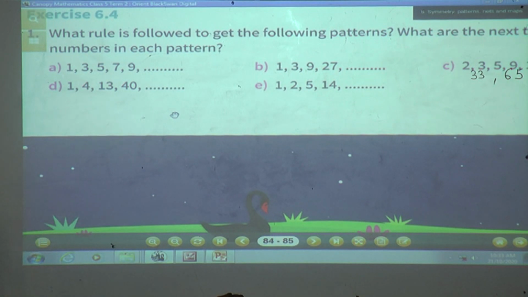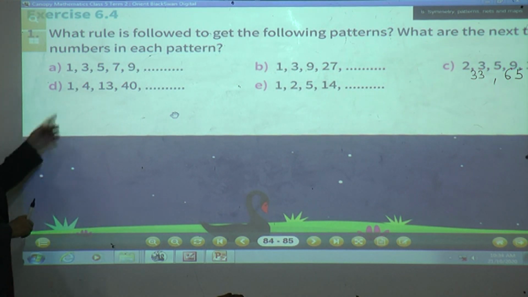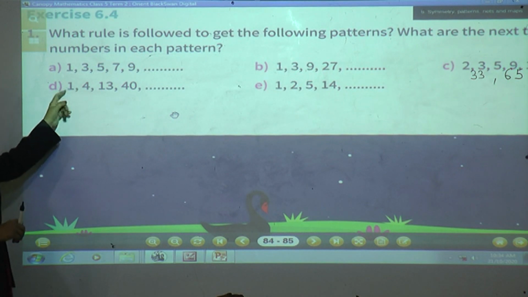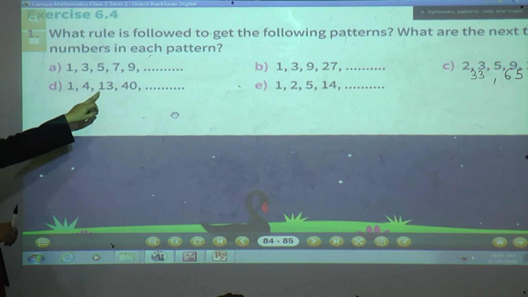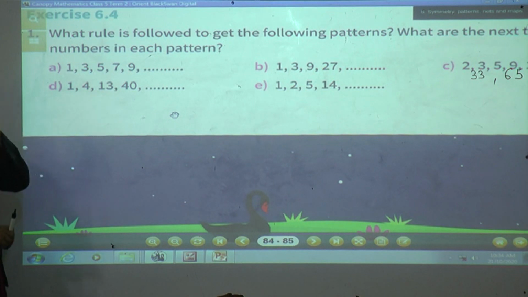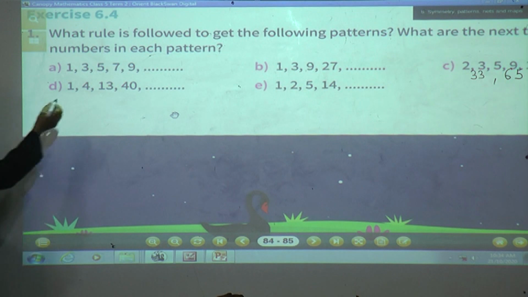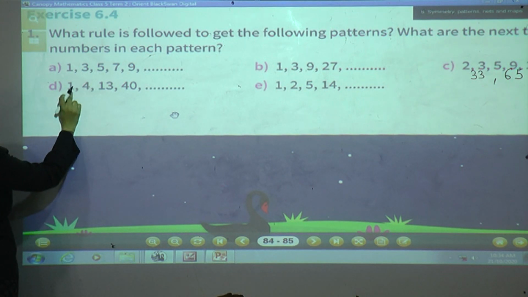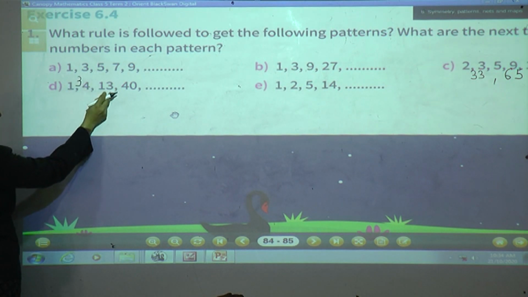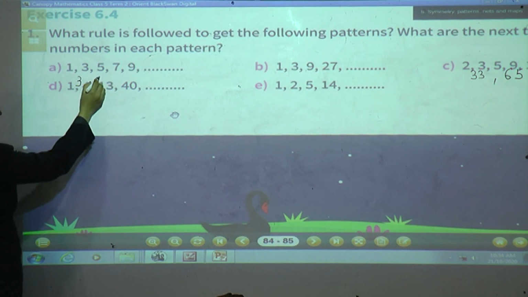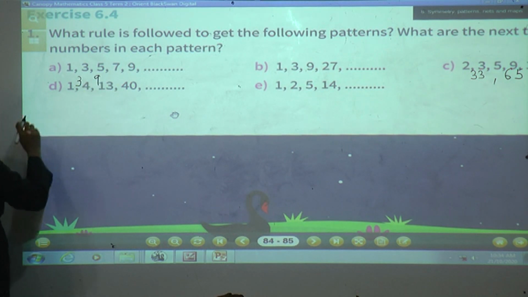Now what to do, students? Tell me. Yes, think about the square pattern. 1 square 1, 2 square 4, 3 square 9, but here is a 13. Then what to do, students? Yes, here 4 minus 1, 3, 13 minus 4, 9, 40 minus 13.